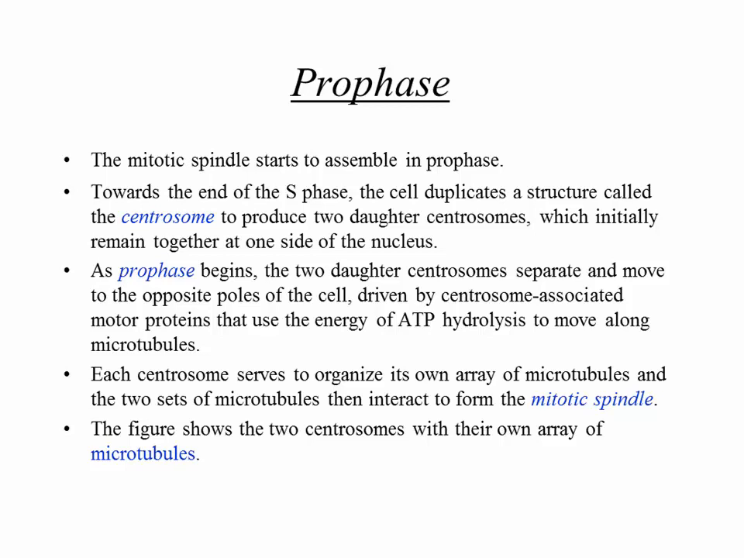So towards the end of the S phase, the cell actually duplicates a structure called the centrosome, to produce two daughter centrosomes, right? Which initially remain together at one side of the nucleus, right? As prophase begins, that means when mitosis is started, this is just the beginning of mitosis, these two daughter centrosomes will separate and move to the opposite poles of the cell, right?